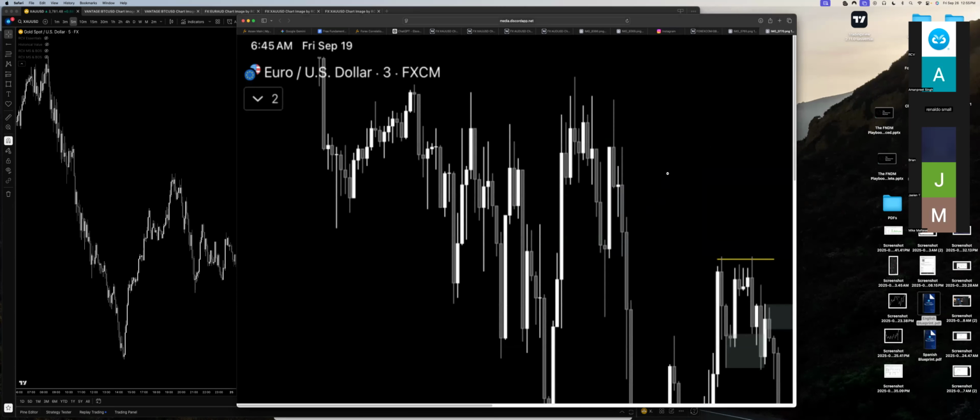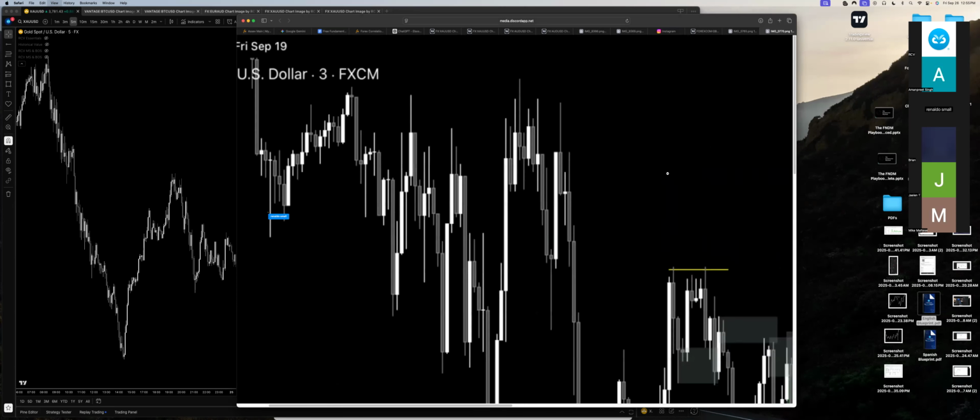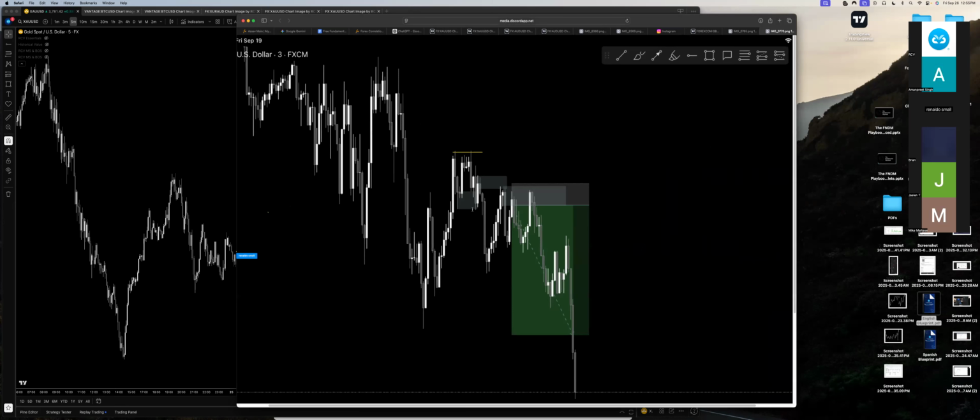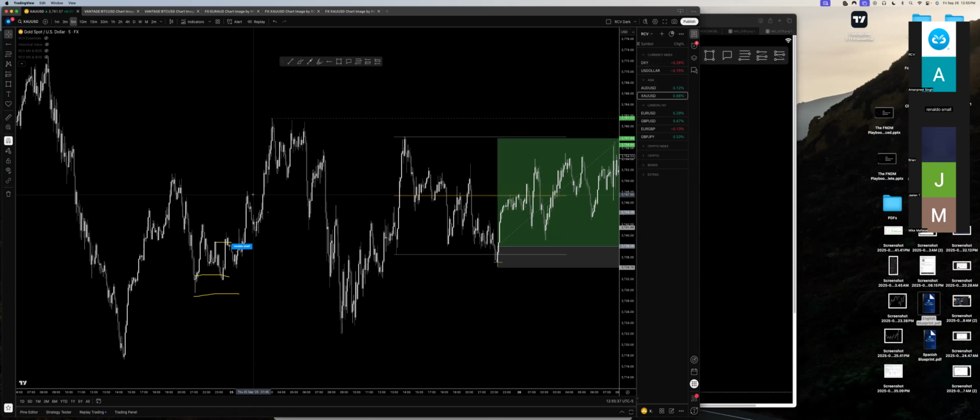Hey Freda, if this breaks low, maybe it could have been an OFD. Yeah, pretty much. That would be the A plus OFD if this breaks.